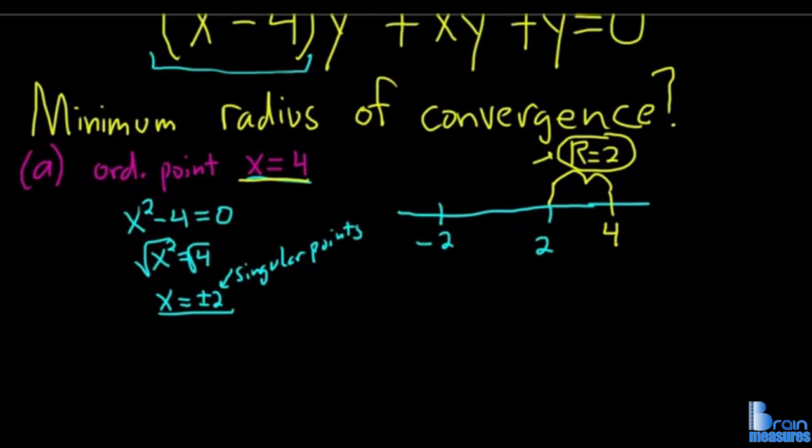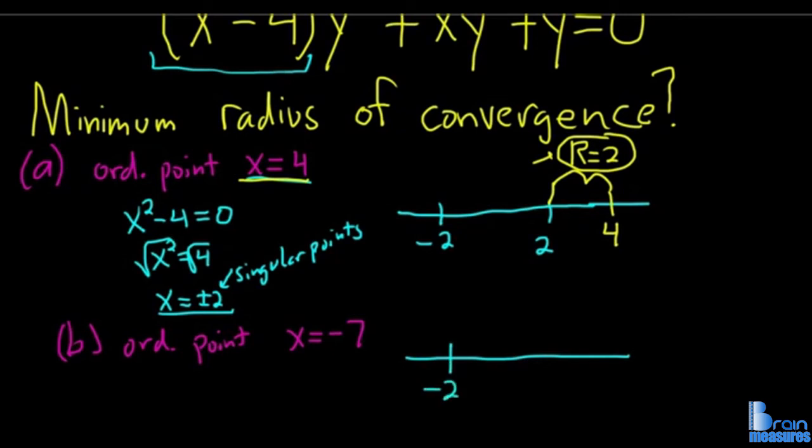Let's do another example so you see how it works. What if we change it? What if we say the ordinary point is x equals -7? So in this case, again, if you draw a picture, here's our singular points, -2 and 2. And our ordinary point is way over here, -7. So r is the distance from the ordinary point to the closest singular point. So in this case, r is equal to 5. Hope that made sense.